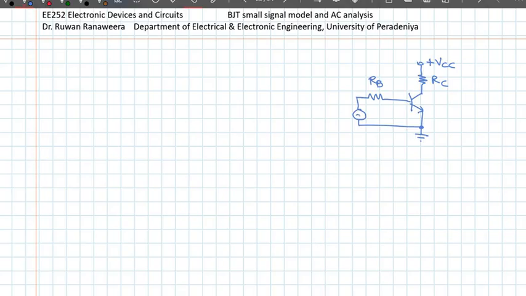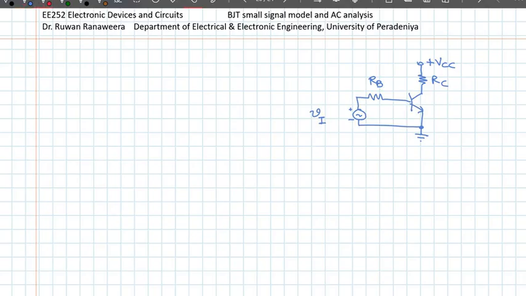And this one, now let's include both the DC and AC components here. So let me call this VI, which includes both the biasing voltage as well as the AC signal. So this is basically, you can look at it as the Thevenin's equivalent circuit of the biasing circuit plus the signal source.